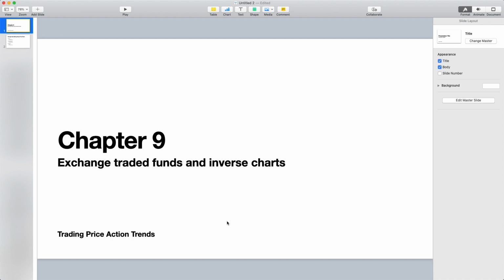Hey everyone, this is chapter 9 of Trading Price Action Trends. It's exchange traded funds and inverse charts. So a pretty short chapter, but a couple of important points here that I think are very helpful.